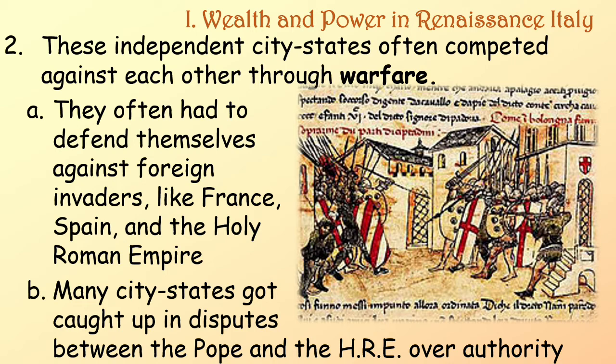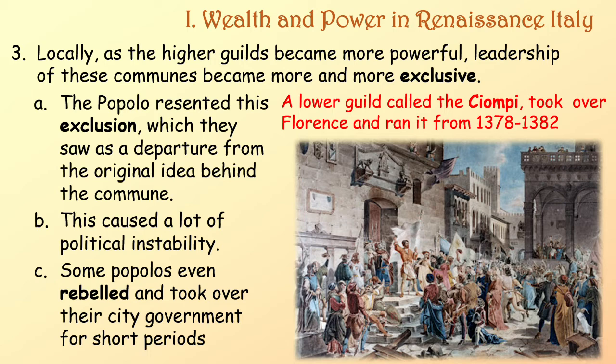Locally, as the higher guilds became more powerful, leadership of these communes became more and more exclusive, cutting more and more people out of representation. And the popolo resented this exclusion, which they saw as a departure from the original idea behind the commune. And this caused a lot of political instability. And some popolos even rebelled and took over their city government for short periods. In the summer reading, we learned about the Ciompi revolt that took over Florence and ran it from 1378 to 1382.